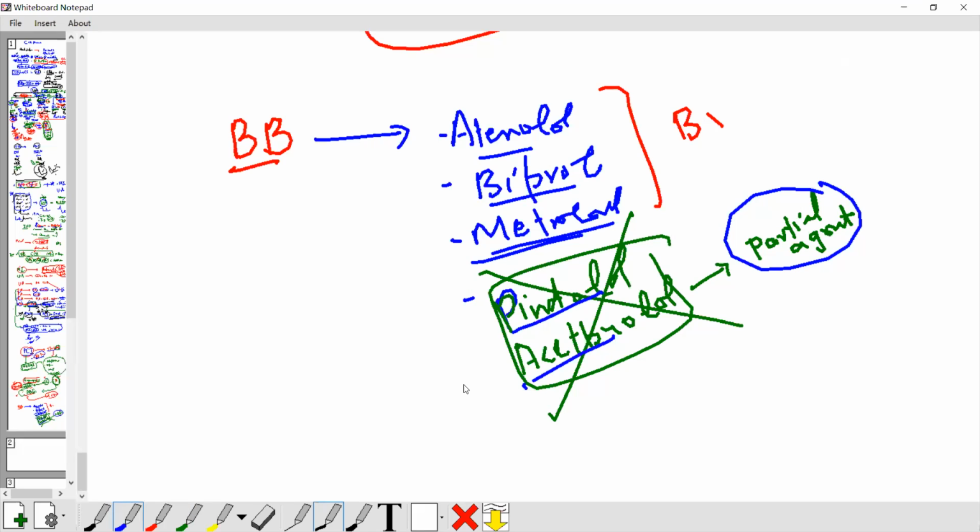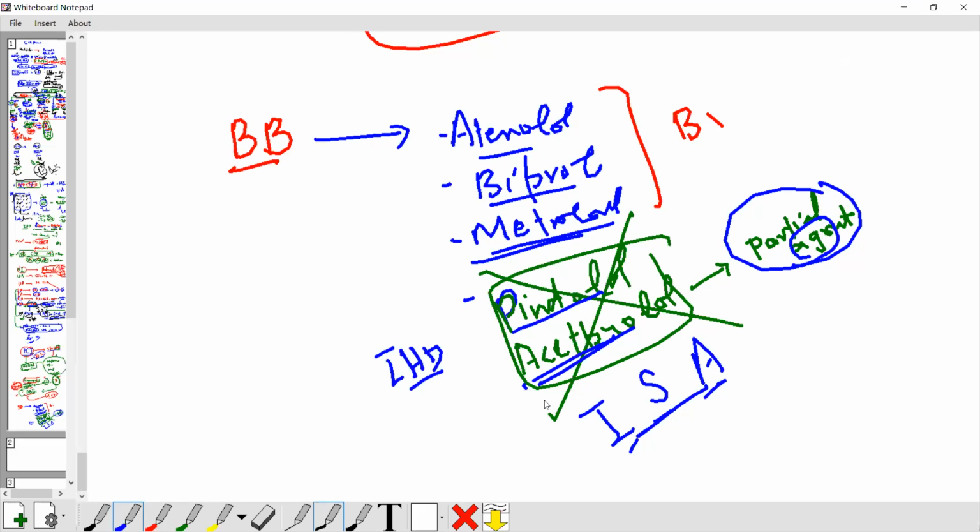You can go for simple hypertension. If you want a beta blocker for hypertension, you can use pindolol or acebutolol. But for ischemic heart disease, these drugs are contraindicated. Pindolol and acebutolol are never used in angina and MI. Keep in mind, it's very important. These two drugs have intrinsic sympathetic activity, which means they also work like agonists. They are partial agonists, not complete blockers. They are blockers, but they also have a little stimulating property.